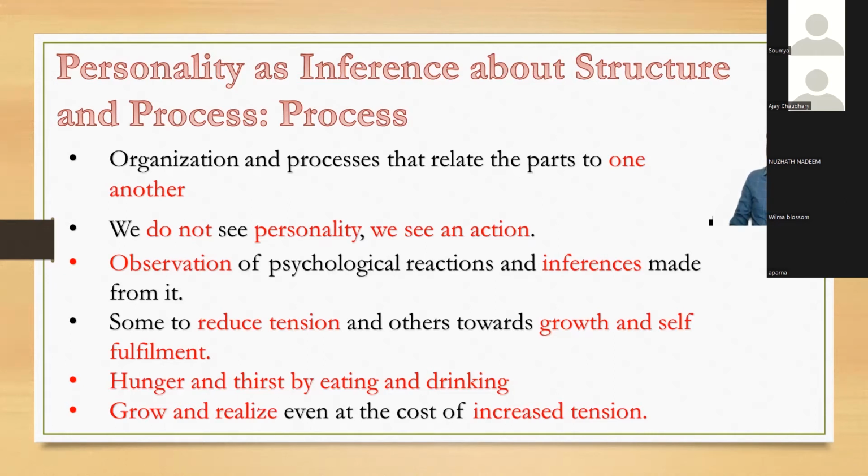Okay, we do not see personality, we see action. Yes, we do not see personality. Normally we say he's a good person or he's a bad person. How are we saying that he's a good person or a bad person? There should be something, right? So we can't directly say that he's a good person or a bad person. Good or bad of a person depends on what action he's doing. Only then we'll get to know about his personality.